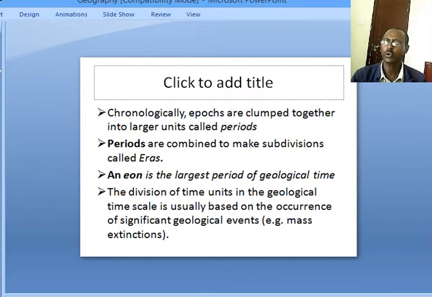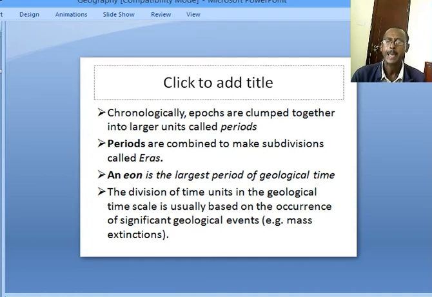Chronologically, epochs are clumped together into larger units called periods. So different epochs will form one period, like the Precambrian period, and so on. And periods are combined to make subdivisions called eras: the Paleozoic era, the Mesozoic era, the Cenozoic era, and so on. And an eon is the largest period of geological time, and the division of time units in the geological time scale is usually based on the occurrence of significant geological events.